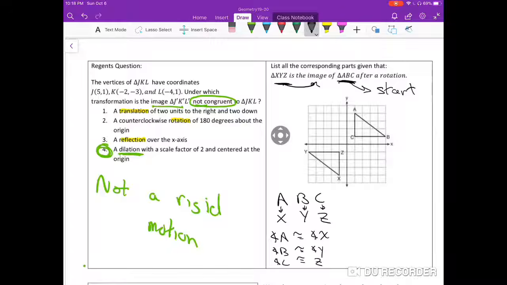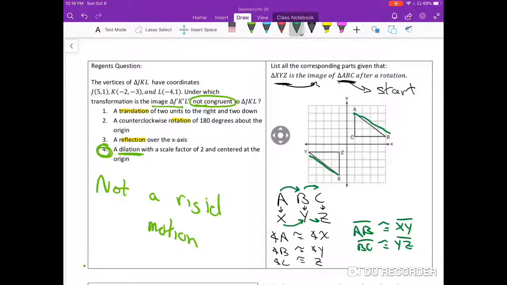Now, the sides. When we talk about the sides, I just like to go by the letters. So A to B is going to match up with X to Y. So I can say A to B is congruent to X to Y. And you can always highlight them on the picture if you'd like. All right, the next one I would do would be B to C and Y to Z. B to C is congruent to Y to Z.